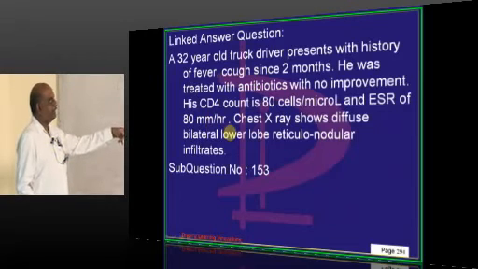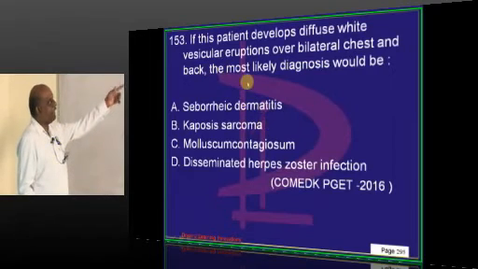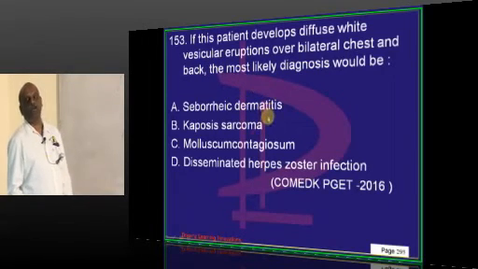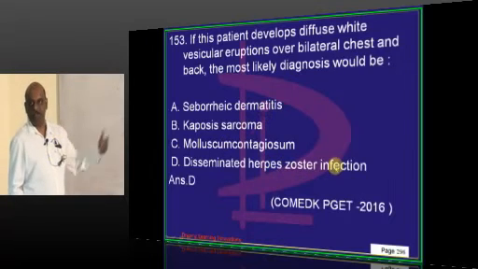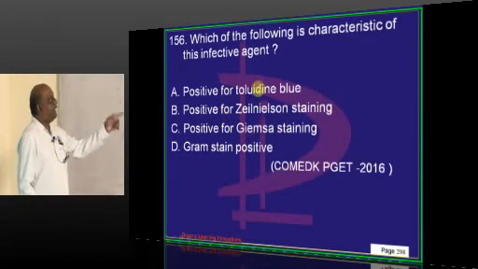32-year-old truck driver, reticulonodular opacities, low CD4 count. Then a diffuse vesicular eruption is there on him. Which opportunistic infection leads to vesicular lesions in an HIV positive individual, doctor? Herpes zoster. Then what is the characteristic?